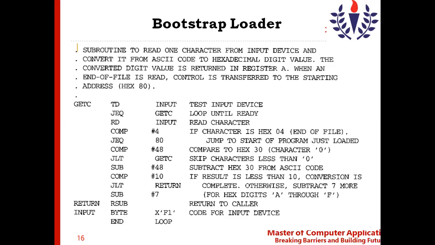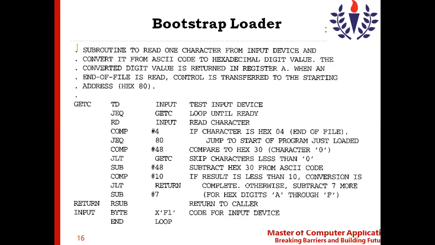From that location onwards, the object program is loaded. That is the reason that once the end of the program is reached, we jump to the location mentioned in the constant, that is 80. Else, if it is not equal, meaning the end of the program has not been reached, the accumulator value has to be compared with the hexadecimal value 48.